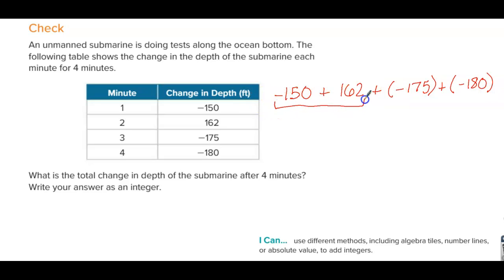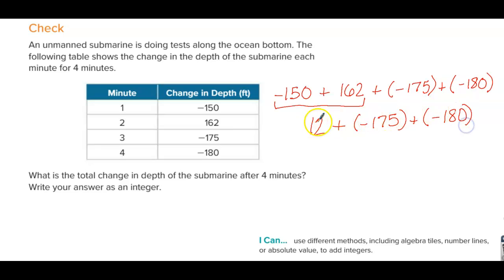Adding the first two numbers together, well, I say adding, but because they have different signs, we are going to subtract them. 162 minus 150 is 12, and it will be a positive 12 because 162 was bigger than 150.